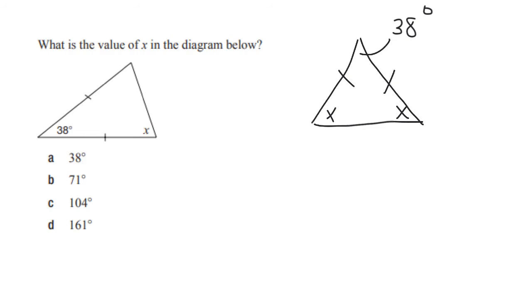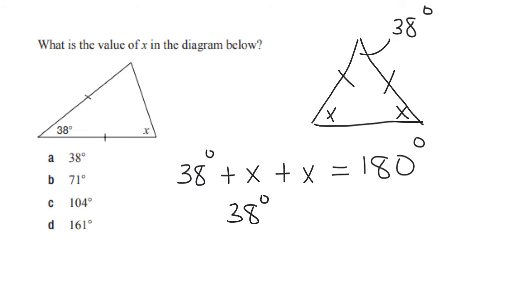So I'm going to build an equation that I can solve for the variable x. So I know that 38 degrees plus x plus another x has to altogether be equal to 180 degrees. Now I can take these two x's, they are like terms, so I can put them together. So 1x plus 1x is going to simplify to 2x. So I've got 38 degrees plus 2x equals 180 degrees.